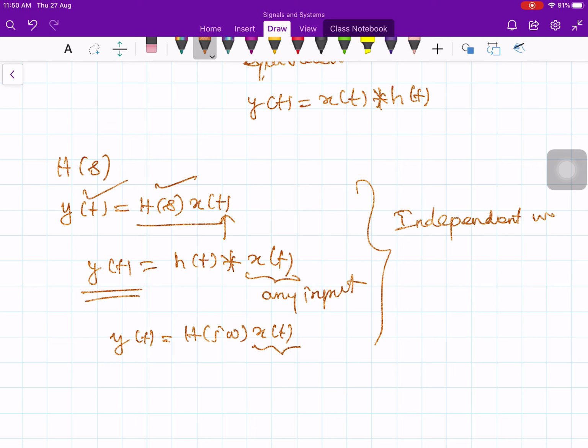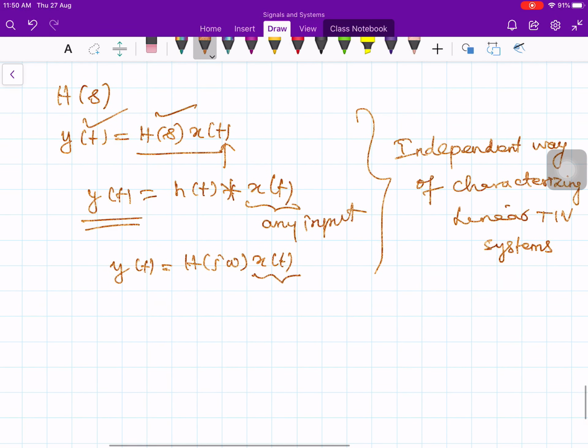Independent way of characterizing linear time invariant (LTI) systems. If you know the response to an impulse, you should be able to find out the response to any given input x of t. That input can be an arbitrary input. That is also an independent way of doing this.